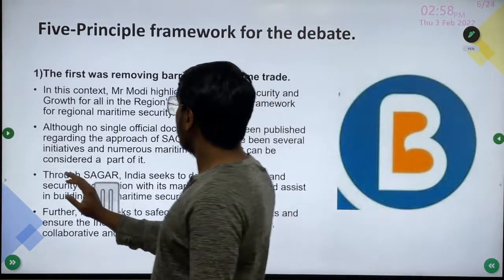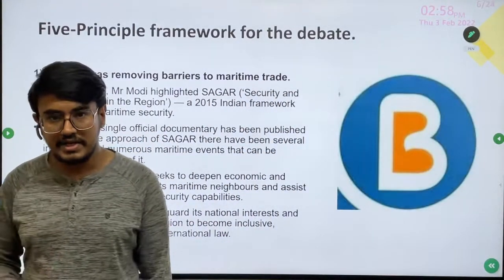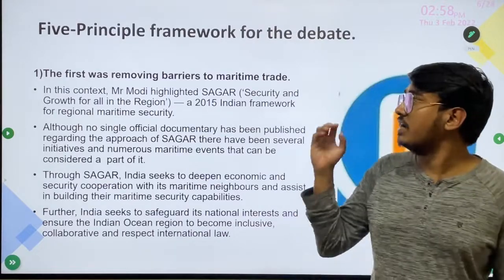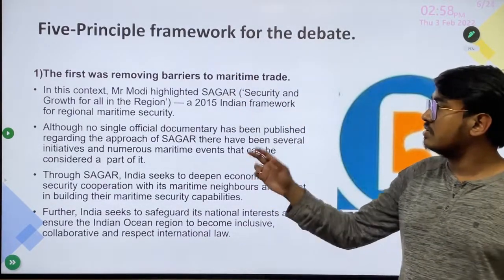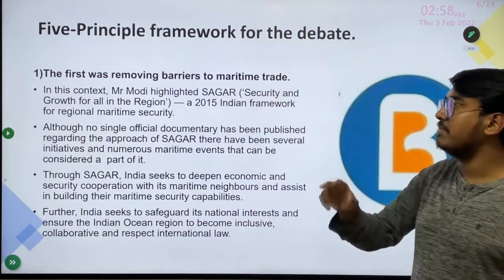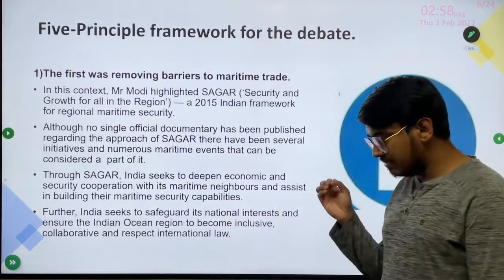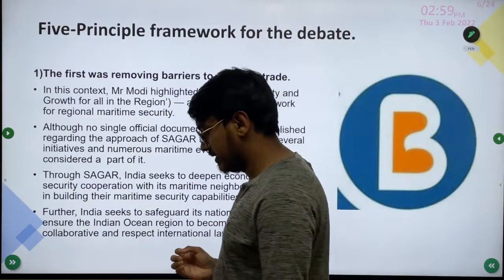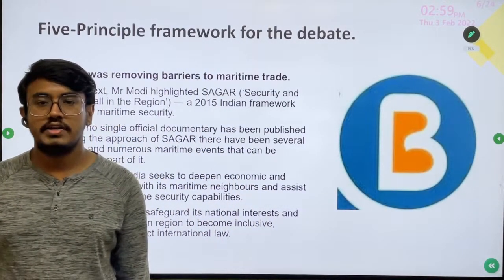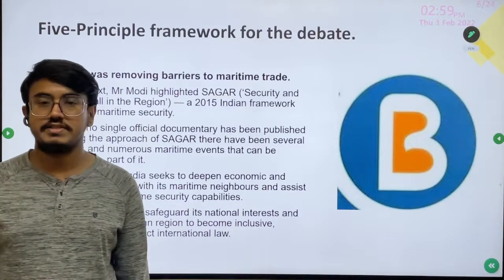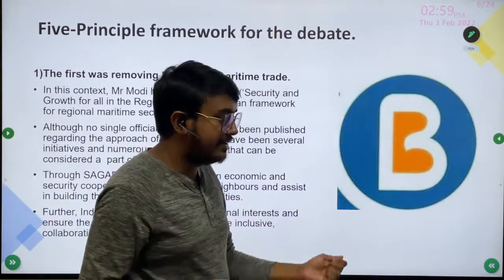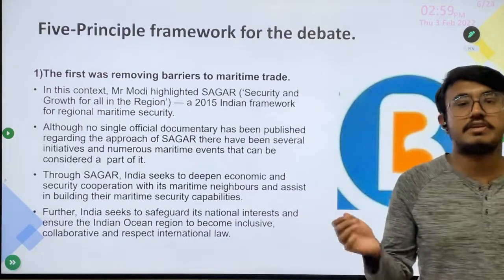So what has happened in this debate? Prime Minister Modi has given a 5 principle framework. What is this framework? That is very important. The first principle is removing barriers to maritime trade. So what are the barriers when it comes to maritime trade? Barriers include any obstructions to trade. This can be due to piracy, due to lack of connectivity, due to tariff and non-tariff barriers, multiple reasons.